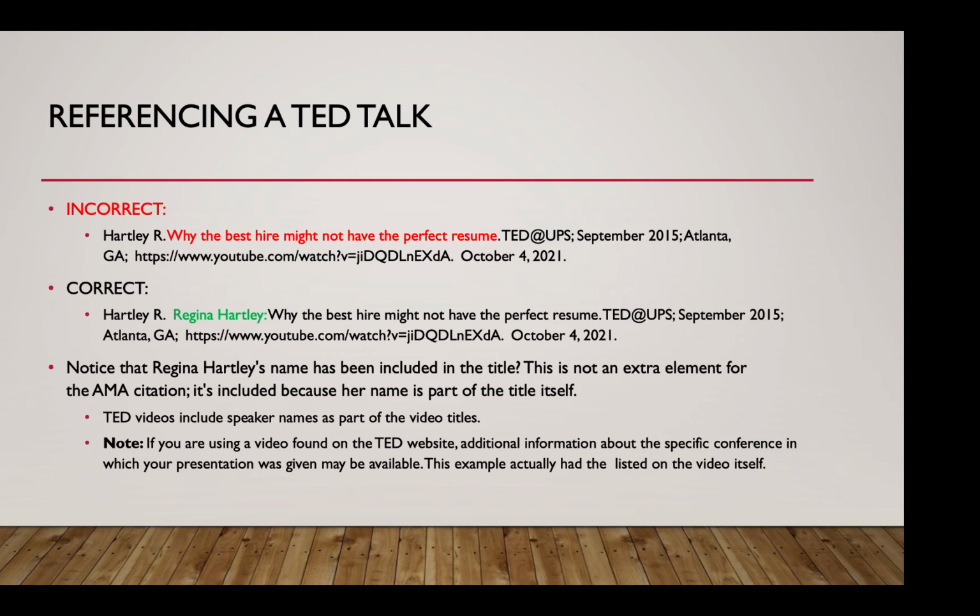Now, sometimes you can't see the information in the TED Talk superscript down at the bottom of the TED Talks, but if you watch the video, you will actually see where the TED Talk was given. So on this particular TED Talk with Regina Hartley, it says that the TED Talk was given at TED at UPS, and it tells the date on the actual TED Talk recording. So make sure you're looking for all the components because they may not be easily found like in a subscript underneath the TED Talk. It may actually be embedded in the talk itself.